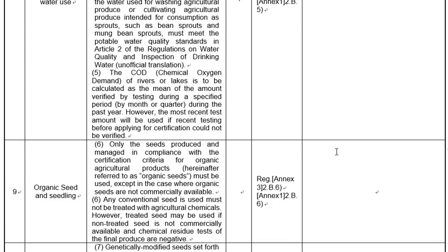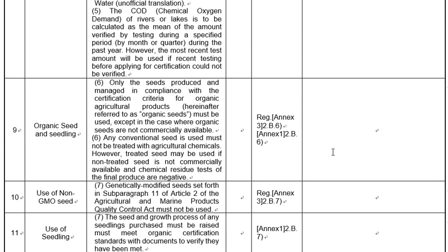Okay, next one is number 9, organic seed and seedling. For perennial crops like an orchard, I think this will not apply. For grains, like annual crops, firstly, organic seed must be used on the organic field. Not only the Korean certified seed, but other certified seed could be used on the Korean certified field. It is also considered organic seed. But if organic seed is commercially unavailable, in this case conventional seed can be used, but it should not be treated.